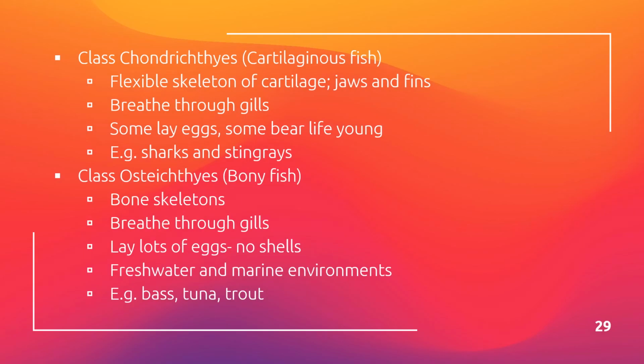So let's look at a few of the classes in the phylum Chordata. The first class we'll look at is Chondrichthyes, or cartilaginous fish. Their skeletons are made out of cartilage, and they breathe through gills. So some cartilaginous fish lay eggs, while others bear live offspring. And some examples of these species are sharks and stingrays.